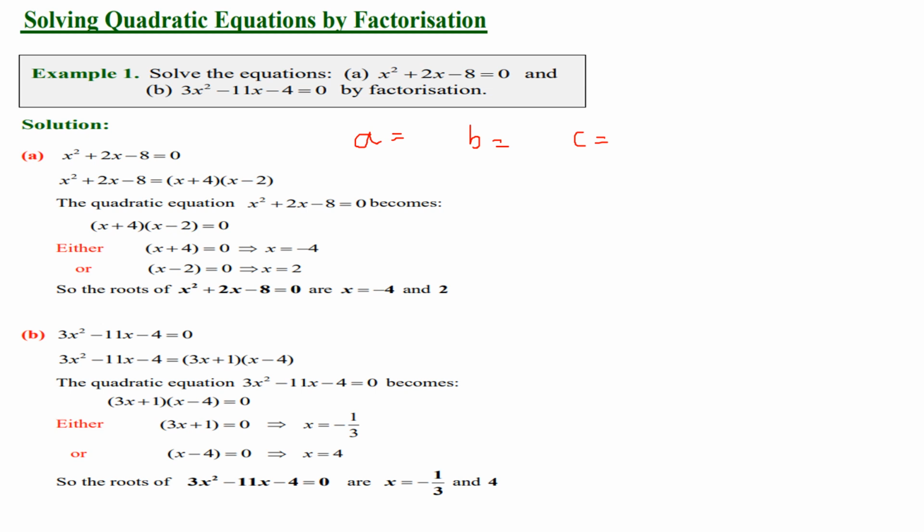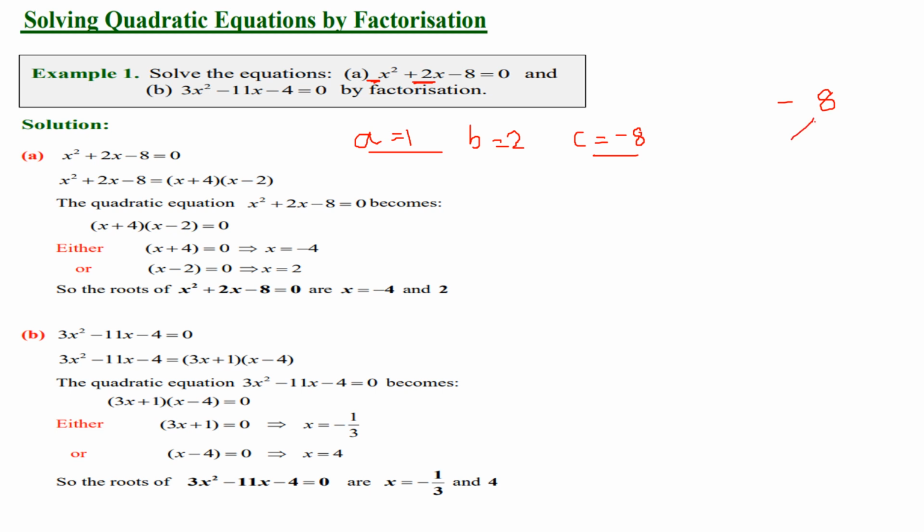A is the coefficient of x squared. In the first question, in the place of A, I have 1. And B is the coefficient of x, so in the place of B, I have positive 2. And C is negative 8. Using the constants, we are able to find the factors. So multiply A and C. The product of A and C will be negative 8.